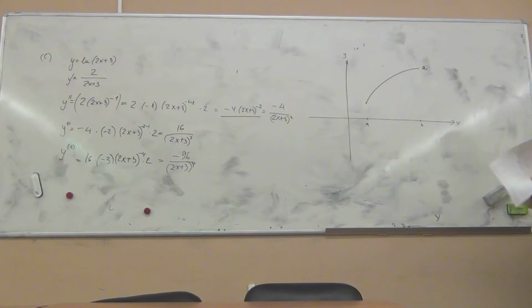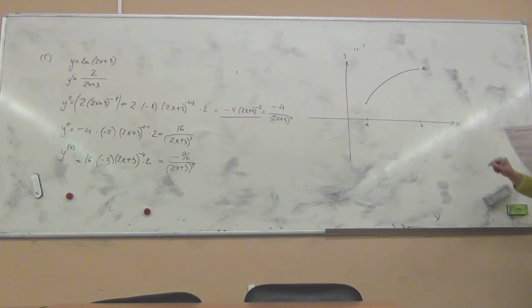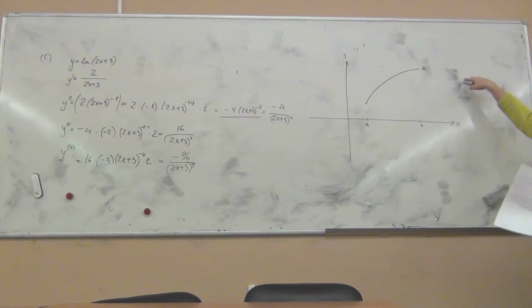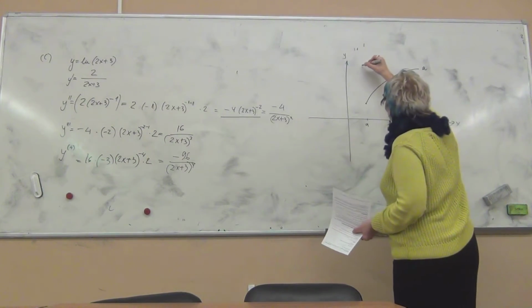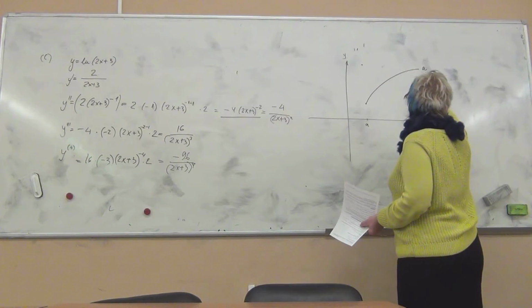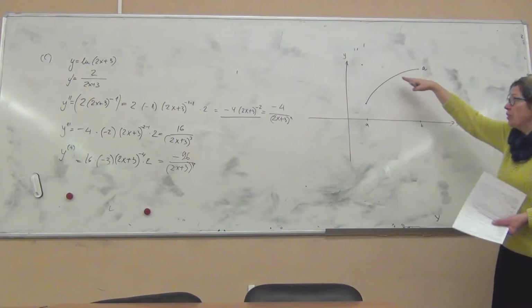Now let's have a look. I do have 4 colors. B, y is still positive, so the function value is positive. The first derivative is negative, which means the function is decreasing. So I might do something like this and this. For B, the function is decreasing.